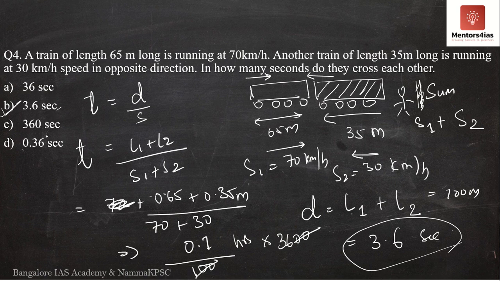Again, if you look at the options over here, any small mistake in decimal point, you will go wrong. Under pressure, you will mark the incorrect option. Instead of gaining marks, you will end up losing marks. So therefore, the correct answer is 3.6 seconds. Let us move on to the next question.